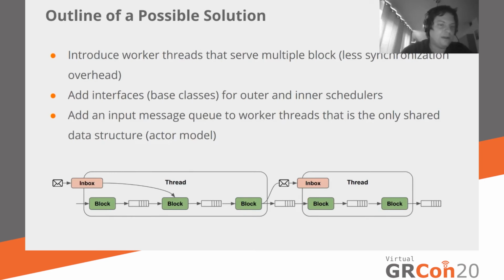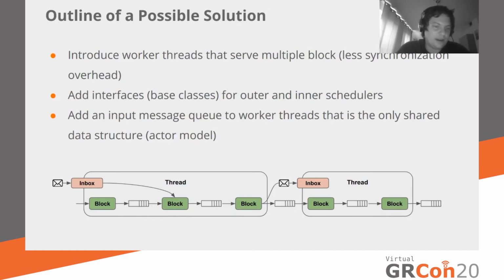Okay, and if you adopt this inbox and these worker threads, there are already now scheduling decisions that you have to make that were not there before. For example, one thing is that if you start a flow graph, you now have to decide how many worker threads do I want to spawn. Maybe just spawn threads corresponding to the number of CPUs.